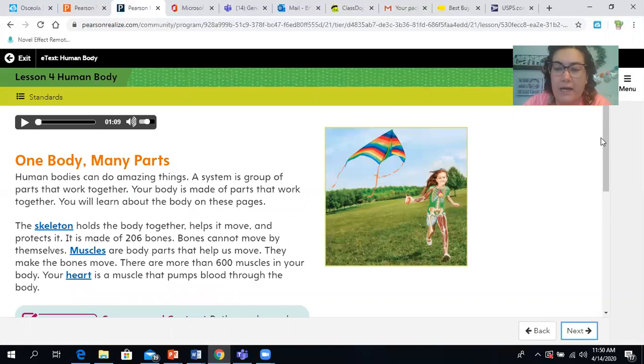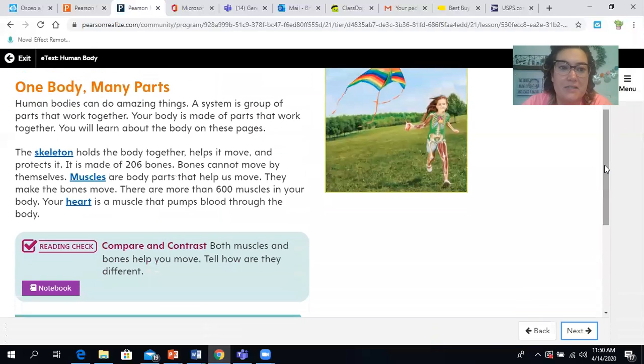Okay, one body, many parts. Human bodies can do amazing things. A system is a group of parts that work together. Your body is made of parts that work together. You'll learn about the body on one of these pages. The skeleton holds the body together, helps it move and protect itself. It is made of 206 bones. Bones cannot move by themselves. Muscles are body parts that help us move. They make the bones move. There are more than 600 muscles in your body. Your heart is a muscle that pumps blood through the body.